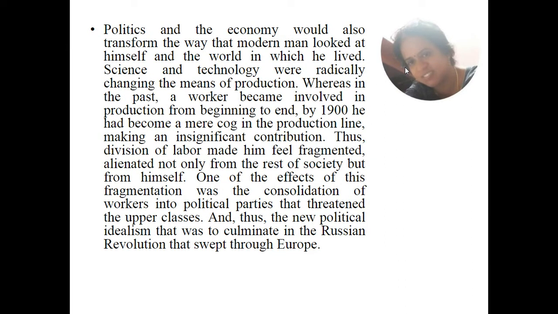Politics and the economy would also transform the way that modern man looked at himself and the world in which he lived. Science and technology radically changed the means of production, whereas in the past a worker became involved in production from beginning to end. By 1900, he had become a mere cog in the production line, making an insignificant contribution. Division of labor made him feel fragmented, alienated, not only from the rest of society but from himself. One of the effects of this fragmentation was the consolidation of workers into political parties that threatened the upper classes, and thus the new political idealism that culminated in Russian revolutions that swept through Europe.